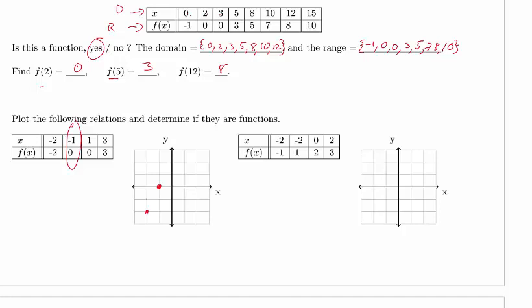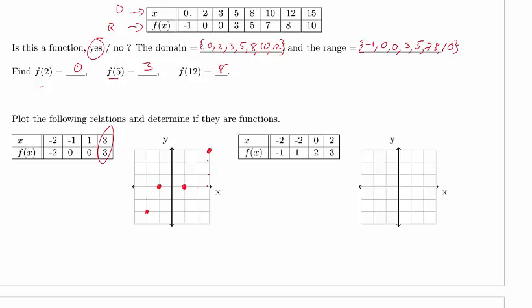So note these are just ordered pairs. 1 and 0. That's right there. And then we've got 3 and 3. So you go to the right 3 and then up 3. All right.